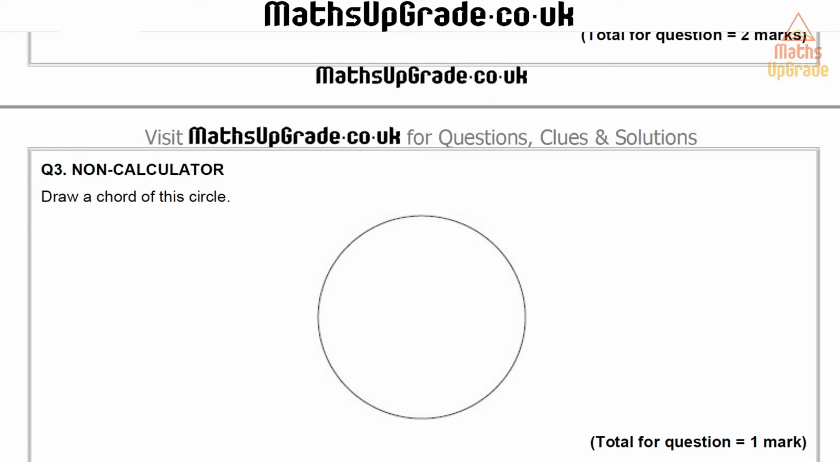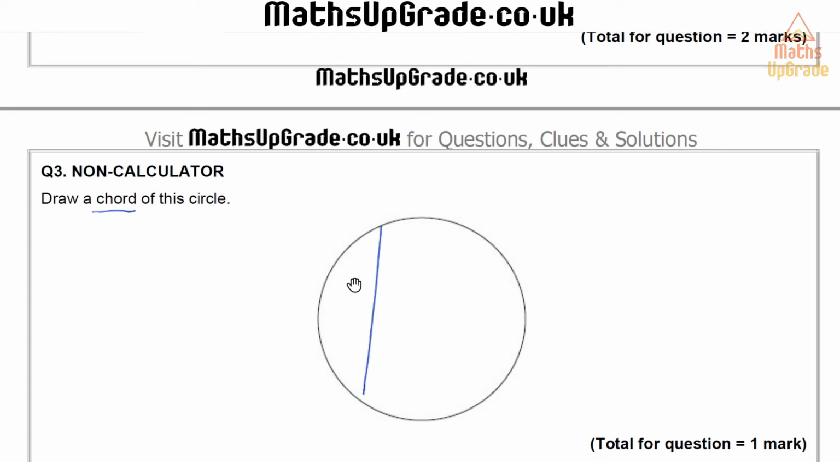Okay, question 3. You have to draw a chord of this circle. Okay, a chord of a circle is quite simply a line which goes from edge to edge but not through the middle. So a chord of a circle is simply a line like that, and that is 1 mark. Make sure you use a ruler and a pencil to draw a straight line.